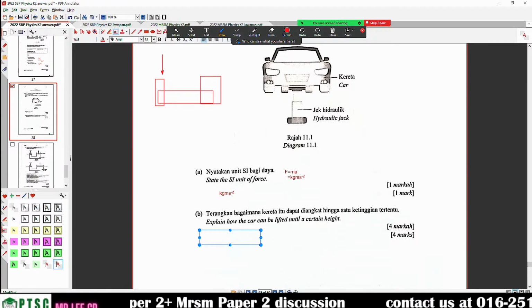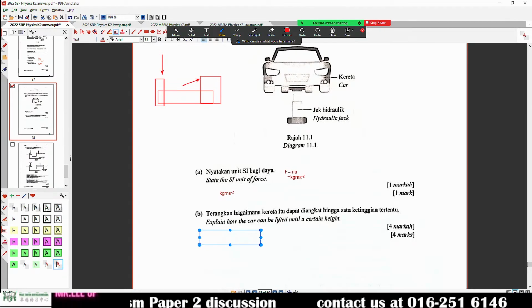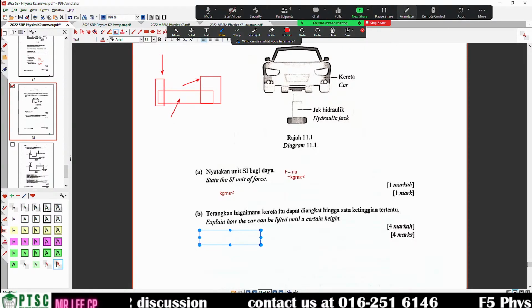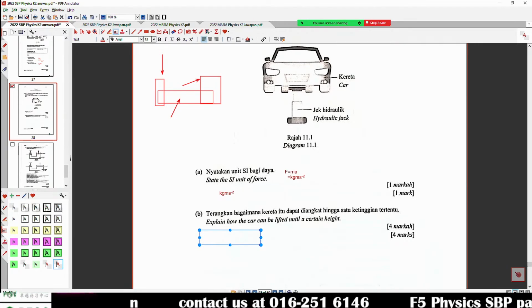This one is small. Why small? You explain it. Then this one is big. And then pressure inside. So I guess that's all the marks. Alright, so explain how the car can lift up, right?